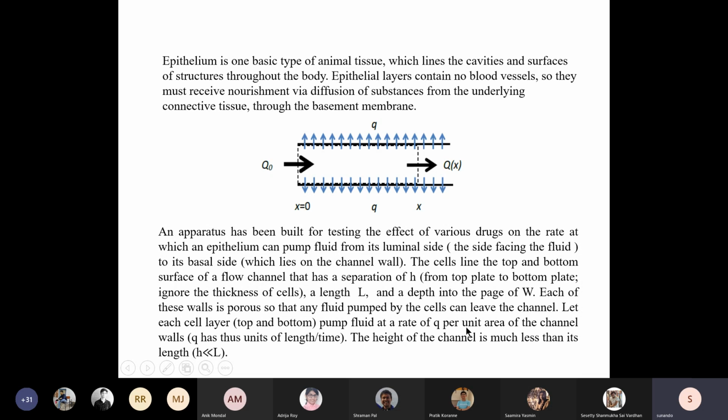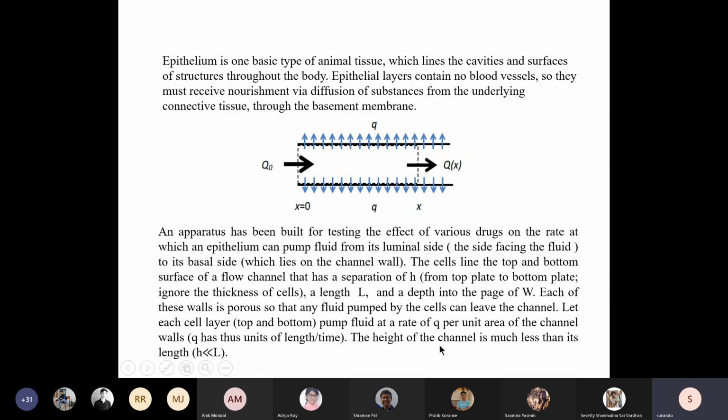The rate is provided as q per unit area. It could be mass or it could be volume, it doesn't matter. It's q per unit area of the channel, and q has the units of length per unit time. So q is the volume per unit area per unit time. So obviously q then will have the units of length per unit time.